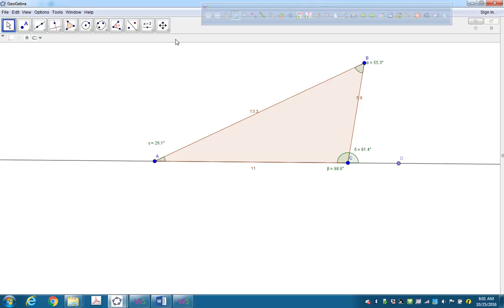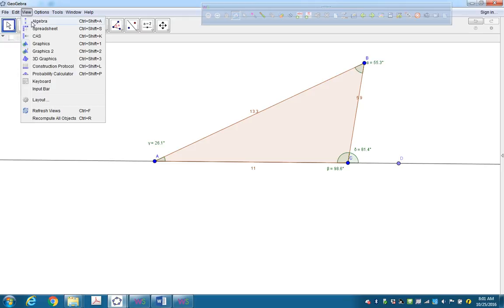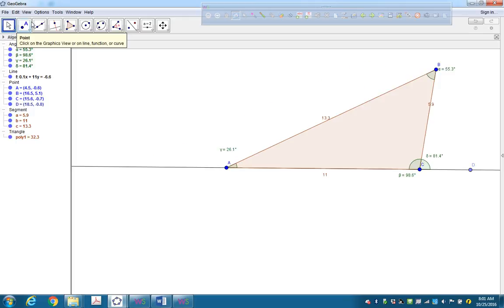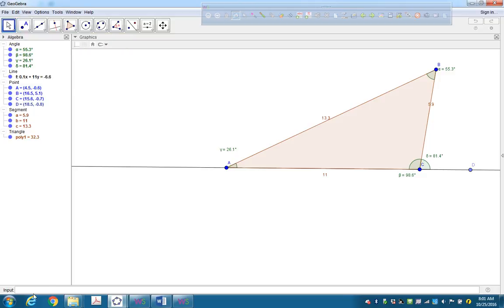Now we're going to try this algebra thing again. This time I think I got it. Go to View, Algebra, and make sure that you have your input bar, View, Input Bar, and then go down here and type in some parentheses. Then add up the two angles in your triangle that are furthest away from this outside angle over here. So add this angle here plus this angle here.